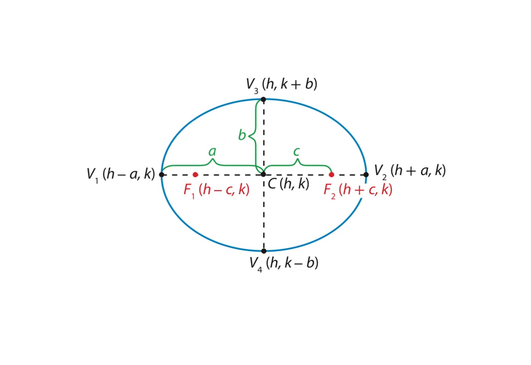Your A is on your major axis. Your A is your distance away from your center to your vertex. And it is going to be the same in both directions, but you'll notice that to go left, you subtract the A, and to go right, you add the A. That makes sense, all right?